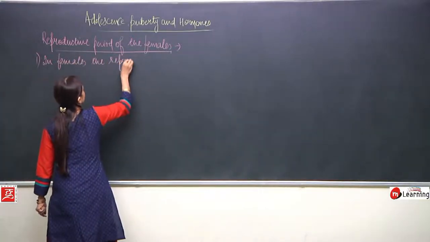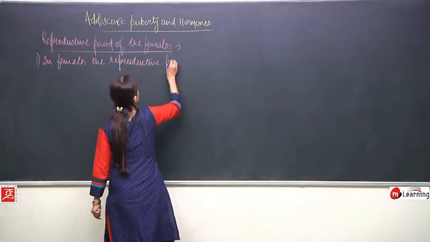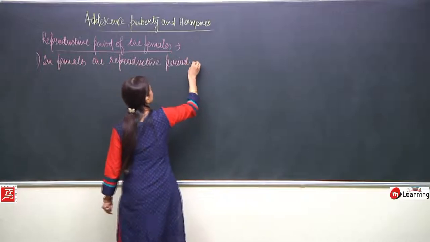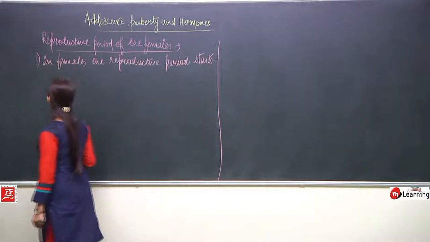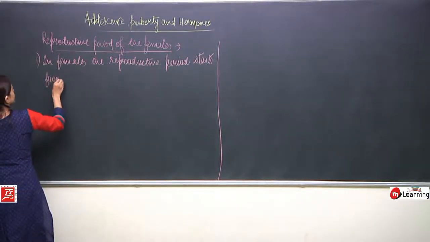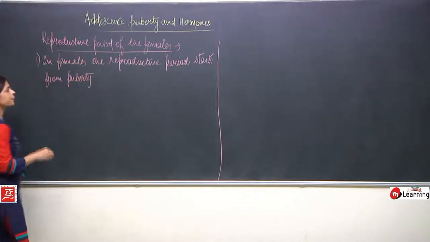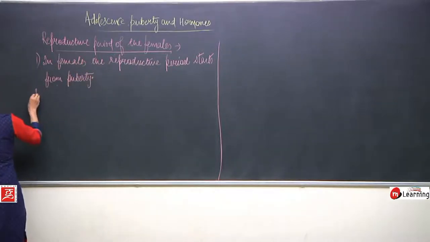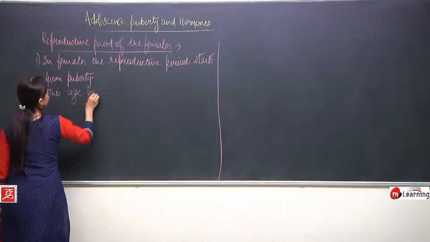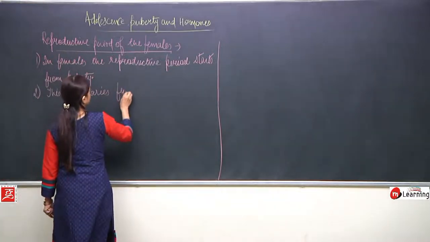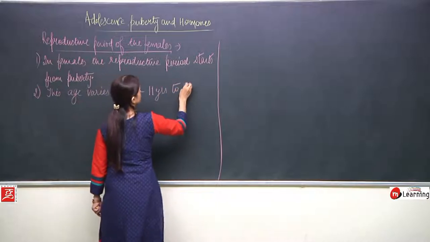the reproductive period starts from puberty. This age varies from 11 years to 13 years.